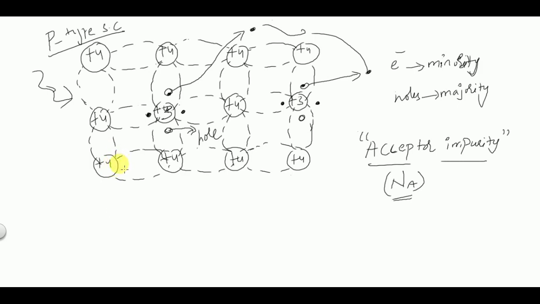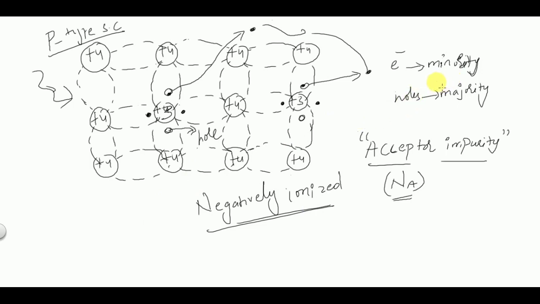So here the impurity is getting ionized, but it is getting negatively ionized. That is the main difference between N-type and P-type semiconductors. The impurity atom is getting negatively ionized in the case of P-type semiconductor, and it is getting positively ionized in the case of N-type semiconductor, because it is donating an electron. So these are the major differences between N-type and P-type semiconductors.